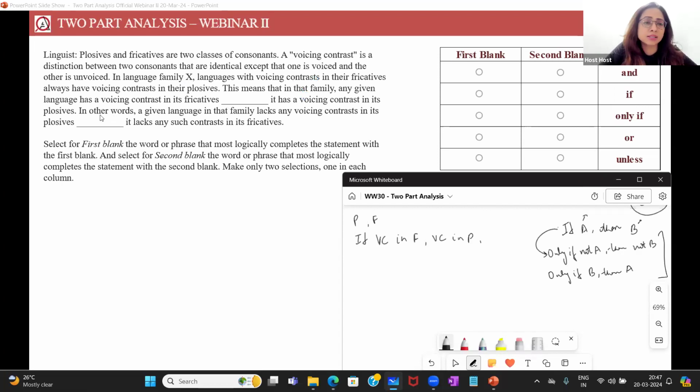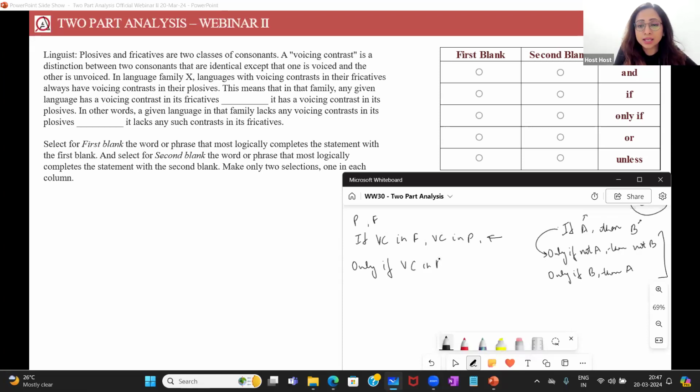Let me read the next sentence as well. In other words, a given language in that family lacks any voicing contrast in its plosives, then dash, it lacks any such contrasts in its fricatives. So here they're talking about lacking VCs in fricatives and in Ps. All right, let me convert it into the only if form. I can convert this in the only if form. How? I can say only if, either I can switch the two.